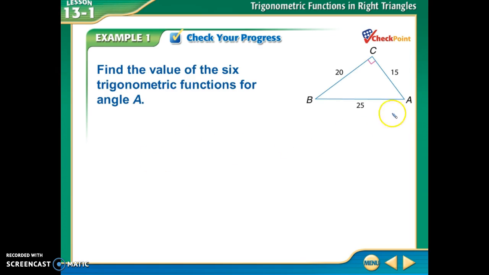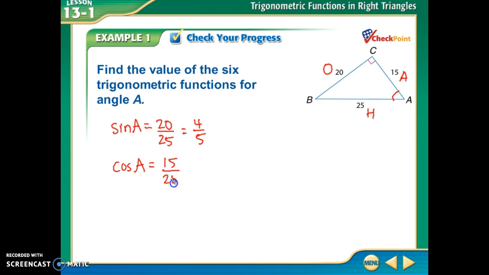All right, so for angle A this time, which is down here, the 20 is opposite, the 15 is adjacent, 25 is hypotenuse. So then my sine of A is opposite 20 over hypotenuse 25. 5 goes into both of them, so that becomes 4 over 5. Cosine of A, adjacent over hypotenuse, so adjacent is 15, hypotenuse is 25. 5 goes into both, so that's 3 over 5. And then tangent of A, opposite 20 over adjacent 15. 5 goes into both, so that becomes 4 over 3.